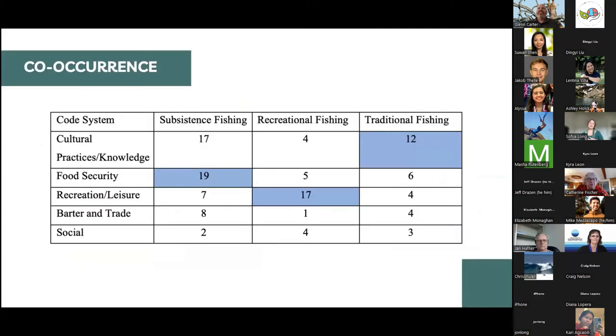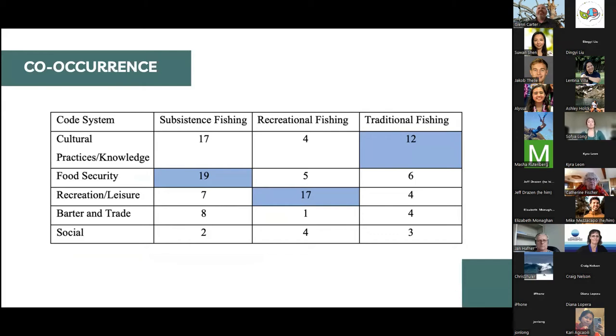So the final piece of results I'm going to share with you today is co-occurrence, and essentially what co-occurrence can teach us and how we can use it to update policy documents and definitions. So this co-occurrence was created, basically it means, for example, subsistence fishing and food security related codes co-occurred together, aka came up in the same segment of text 19 times. Recreational fishing and recreation leisure came up 17 times.